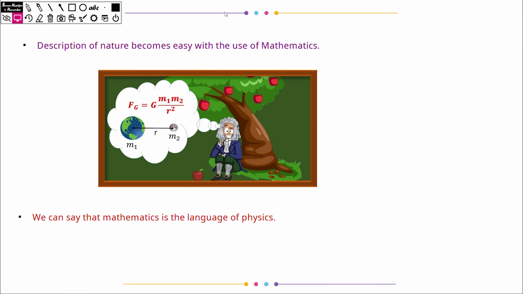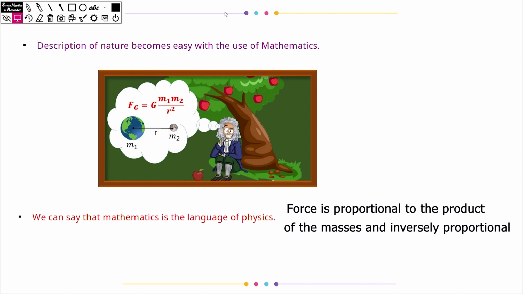I have mentioned earlier that physics is the study of nature. Now we need to describe the nature. This description of nature becomes easy if we have the freedom to use mathematics. Let us understand the concept with the help of an example. Say we take the example of Newton's law of gravitation. Assume the apple which fell from the tree has a mass of m2 and assume the mass of the earth is m1. Then Newton says the force is proportional to the product of the masses and inversely proportional to the square of the distance apart.